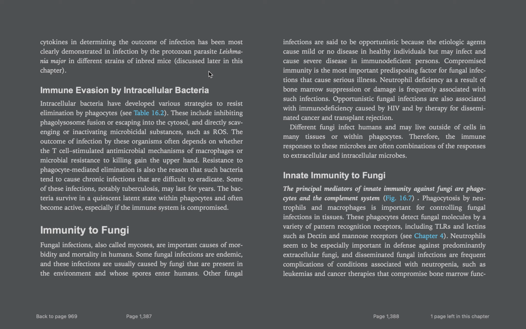Immuno-evasion by intracellular bacteria. Intracellular bacteria have developed various strategies to resist elimination by phagocytes. These include inhibiting phagolysosome fusion, escaping into the cytosol, and directly scavenging or inactivating microbicidal substances such as ROS. The outcome of infection by these organisms often depends on whether the T cell stimulated antimicrobial mechanisms of macrophages or microbial resistance to killing gains the upper hand.